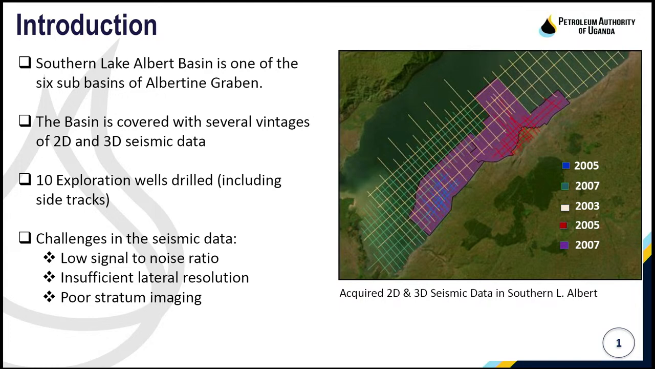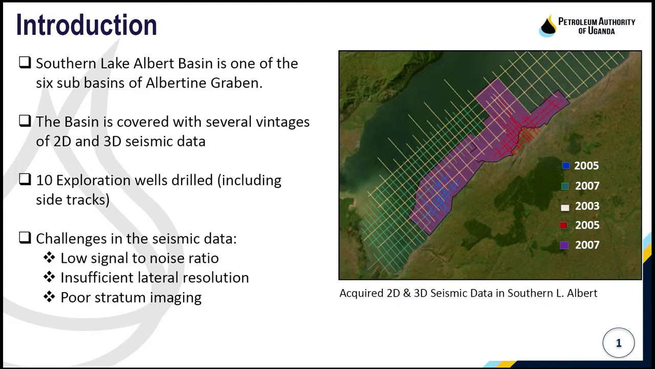So for those vintages, once they merge, we shall see that starting from around that point, the quality of the data is okay. But as we come down, we see that the data quality changes. So basically, we see that the basin is covered with those several vintages, and we have some wells which are already drilled, the exploration wells. Actually, there are over 10, including the sidetracks.